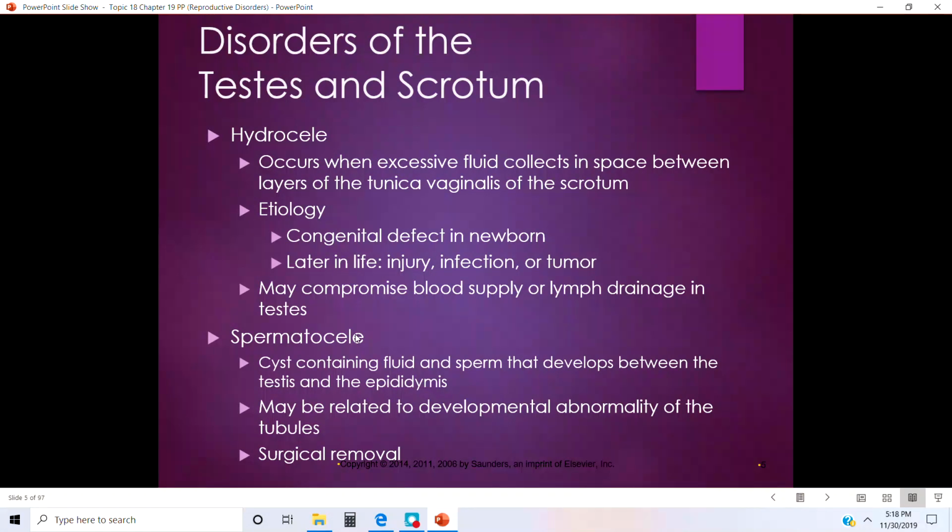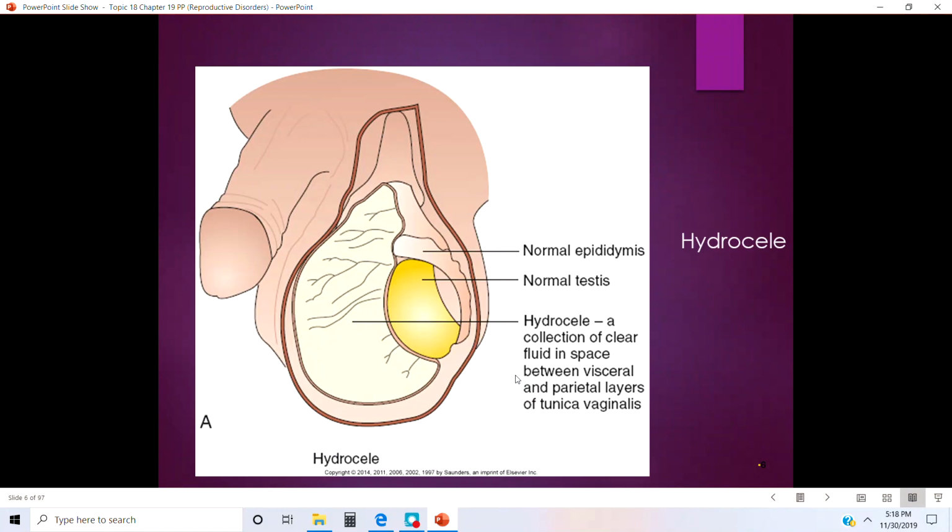Okay. The next conditions are also related to the testes and the scrotum. The first one is known as a hydrocele. Right? We know that hydro means water. So this is an excessive collection of water, like a fluid, that's in between the space of the tunica vaginalis. So let's review what that is first.